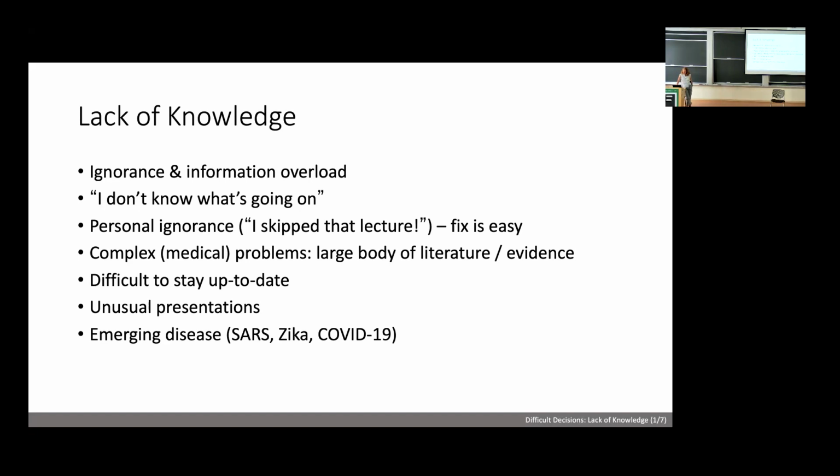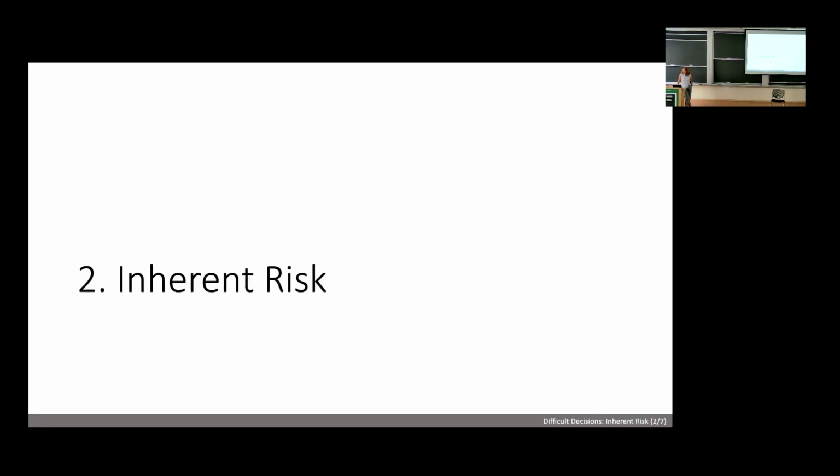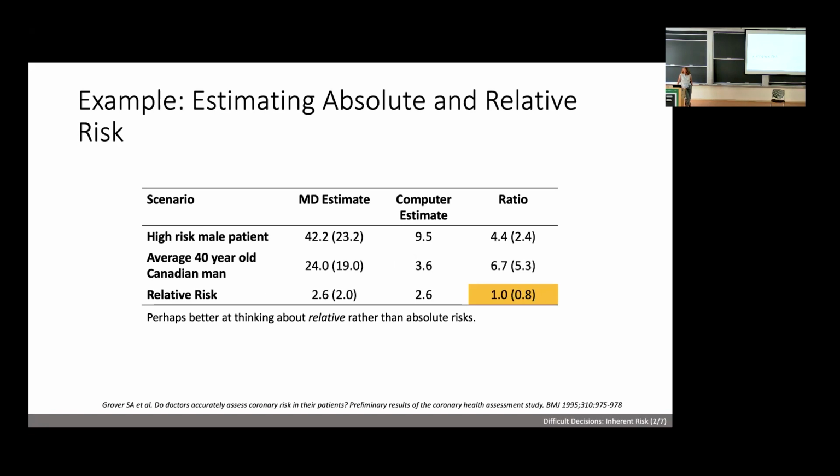There are complex medical, clinical, health-type problems. There's a large body of literature, and you can't digest everything as easily. It's often difficult to stay up to date. Some diseases, if you're in the health space, present differently than what you learned in med school. And there are emerging diseases where we don't really know much about them, right? So that's about uncertainty.